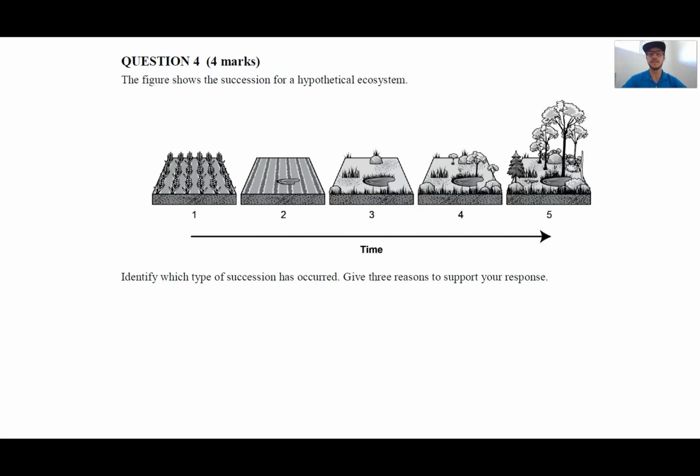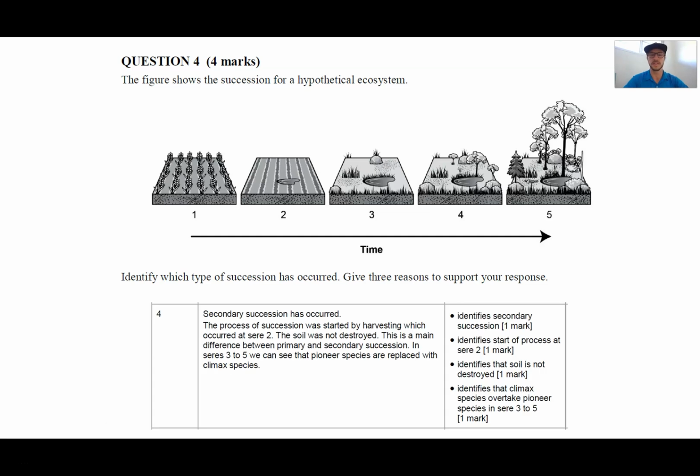So by now you should have had some time, and if we were to go through the exemplar response together, I hope that you guys said, what is secondary succession? Because we're not starting with bare rock here. The process of succession was started by harvesting. So here everything was chopped down, which occurred at this level, and the soil was not destroyed, so that's why it's secondary.